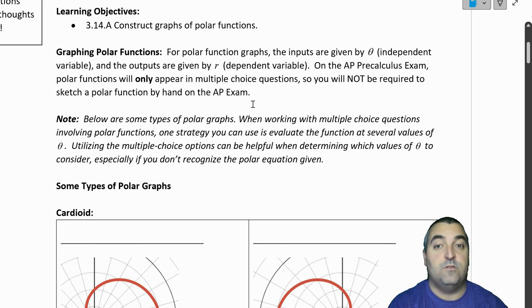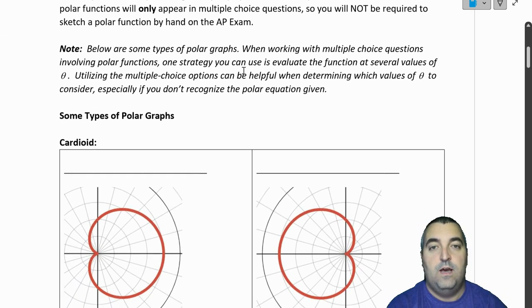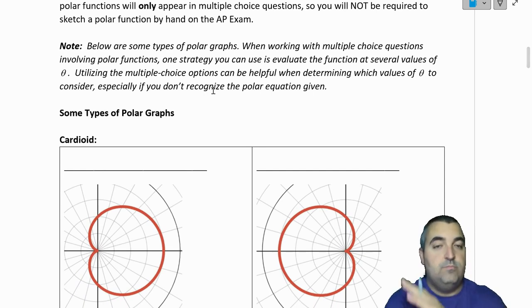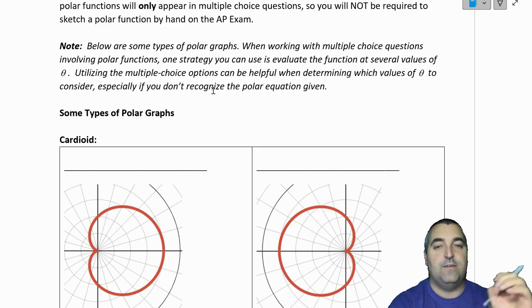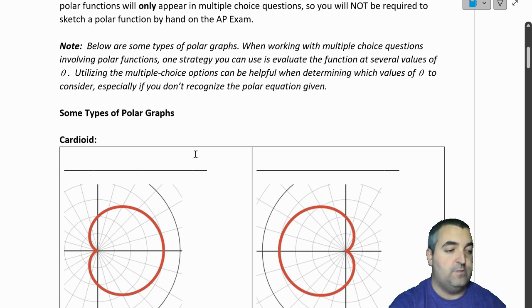You're not going to be required to necessarily sketch these by hand, but you will have multiple choice, right? They're only going to appear in multiple choice, so we've got to make sure we understand how this works. And we're going to look at some of these choices. One strategy is plug in values. There's nothing wrong with plugging in values. See if those values are on the graphs, but just remember you're plugging in and you're getting polar values. Another way is just know how these graphs work. And so we're going to go through a few examples here.